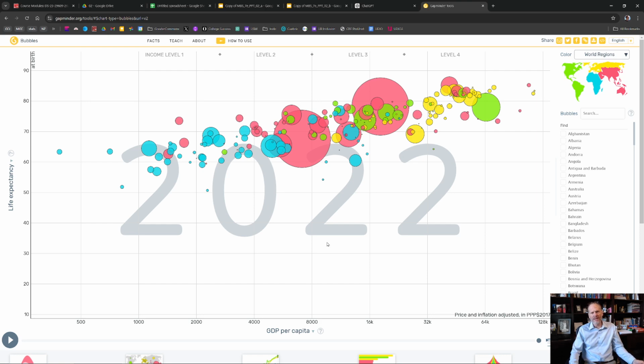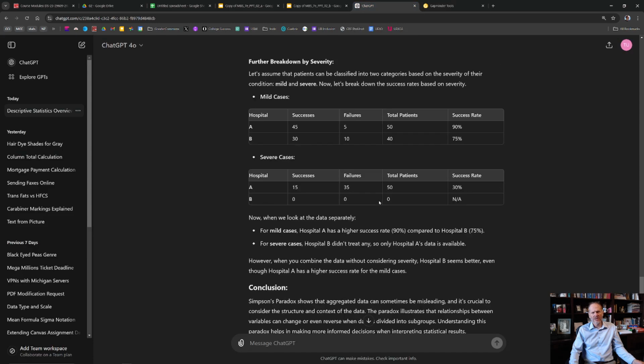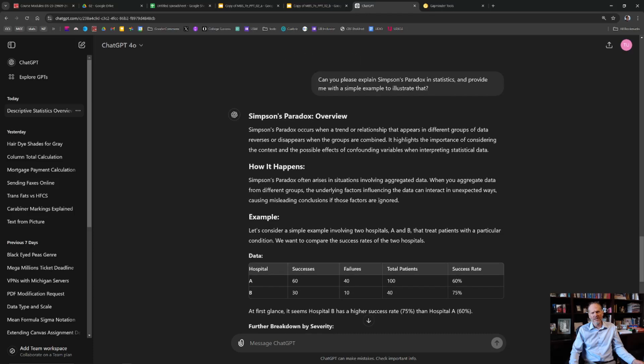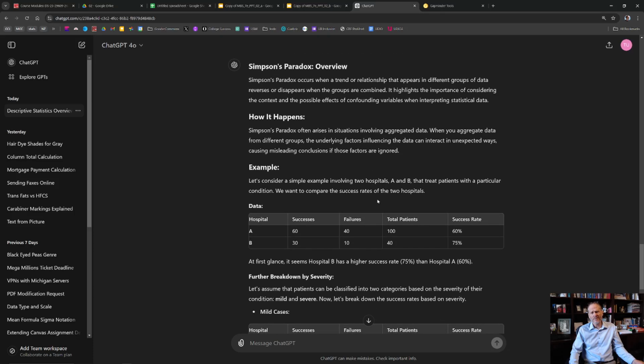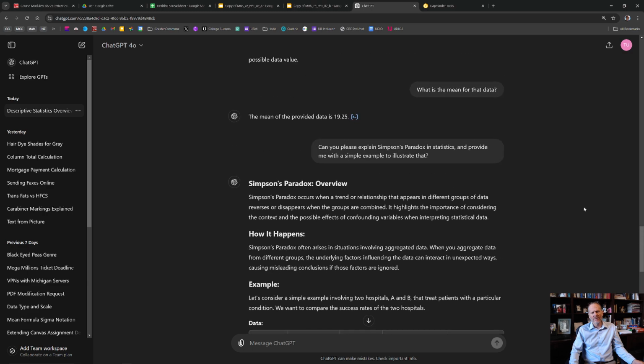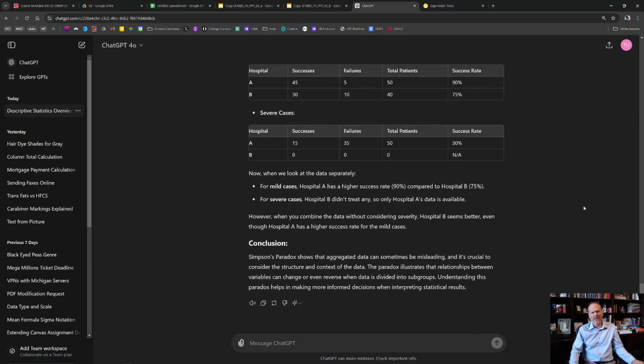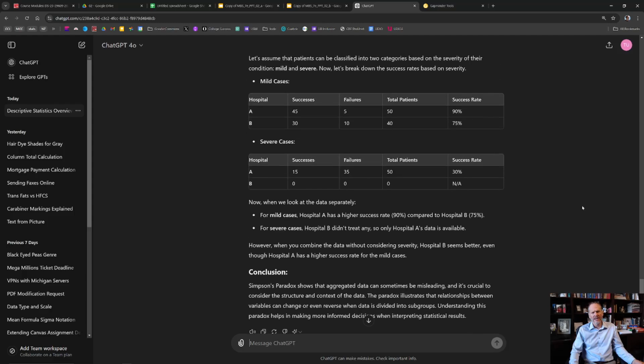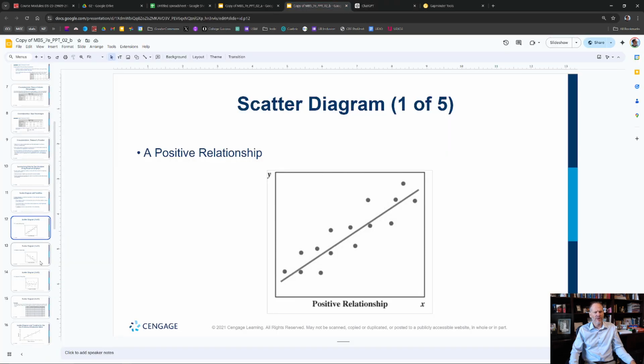Anyhow, I love it. I love that scatter diagram, and that's Gapminder.org tools. So here's the information that they gave us about Simpson's paradox. You can pause the video and read through this, and then I'm going to scroll down, and you can pause the video and read through that. It shows aggregated data can sometimes be misleading, and it's crucial to consider the structure and context of the data. That's all you need to know about Simpson's paradox.